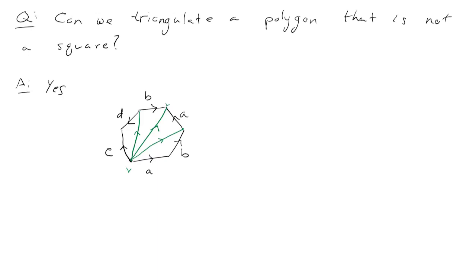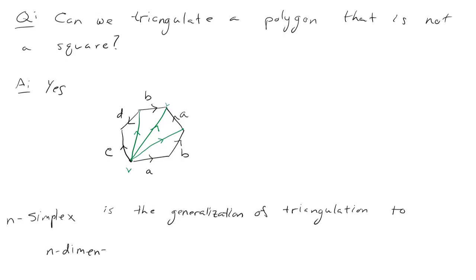So this is kind of the foundation for what a simplex is. So a simplex, we'll call it an n-simplex, is the generalization of triangulation to n dimensions. So, what can we say about what a simplex is in general?